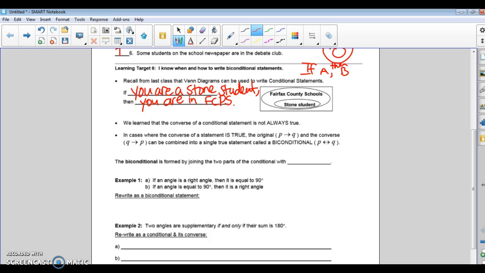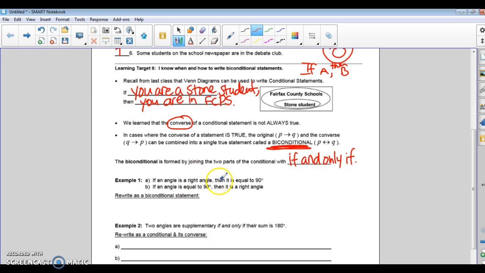And we learned that the converse of a conditional statement is not always true. Do you guys remember that a conditional statement and its contrapositive are equivalent, and the converse and inverse are equivalent? Now, in the case where the converse is true, the original statement and converse can be combined into a single true statement called a biconditional statement. We briefly talked about that last class. A biconditional statement is formed by joining the two parts of the conditional with "if and only if." All right? Okay.